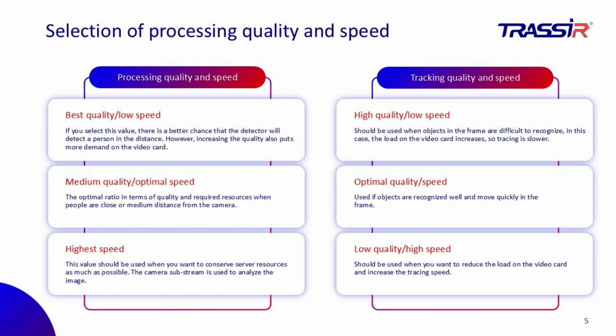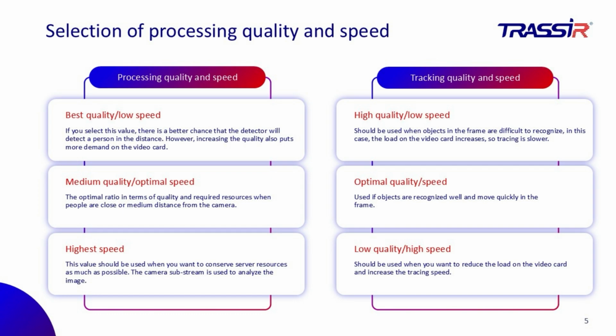Best quality. Low speed. If you select this value, there is a greater chance that the detector will notice a person in the distance. However, as the quality increases, the load on the graphics card increases. Medium quality, optimal speed. The optimal ratio in terms of quality and required resources, if people are located close or at an average distance from the camera. Highest speed. This value should be used when you need to save server resources as much as possible. A camera substream is used to analyze the image.